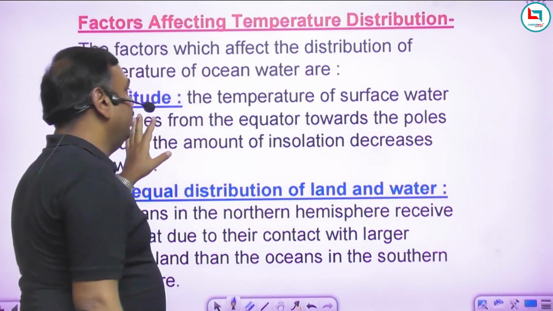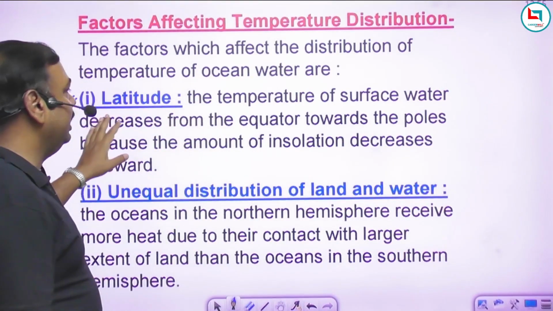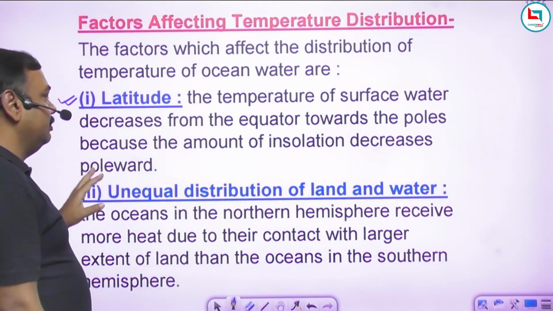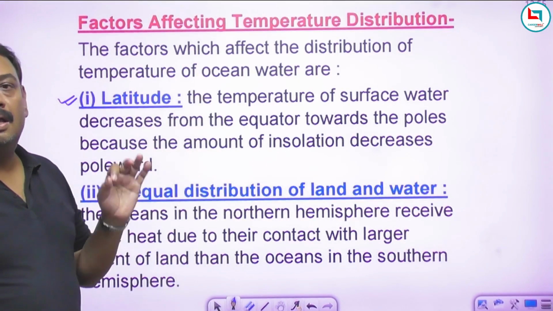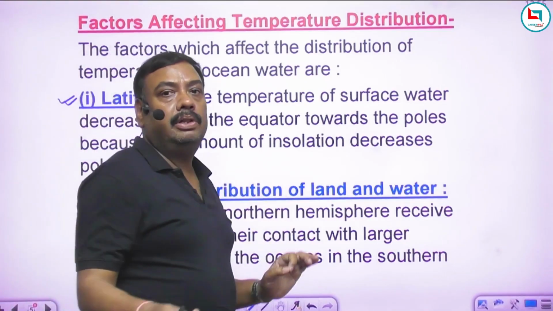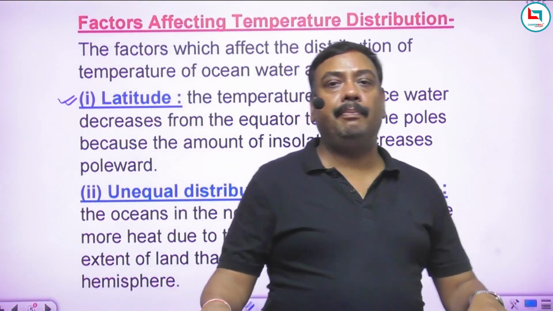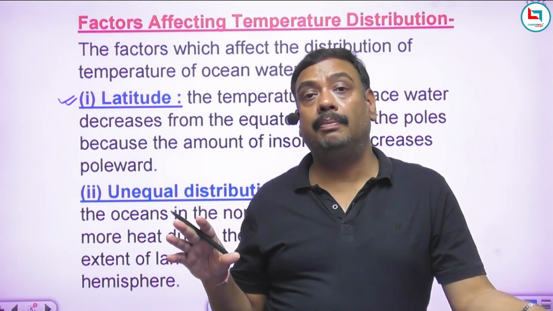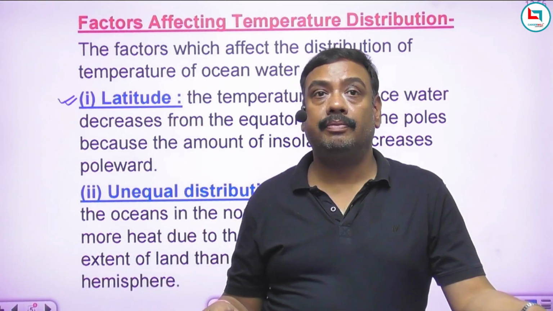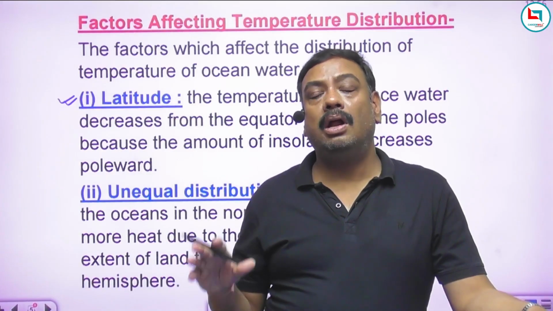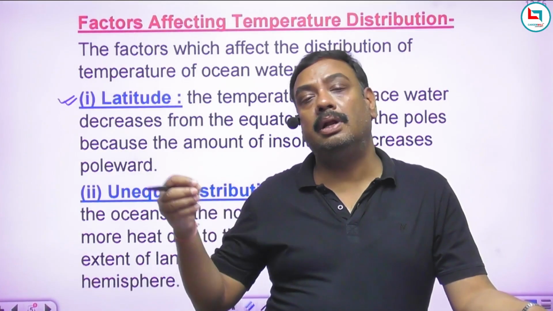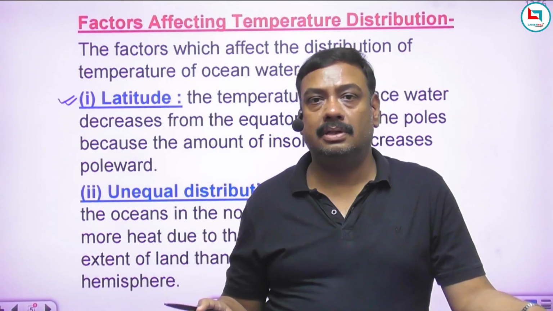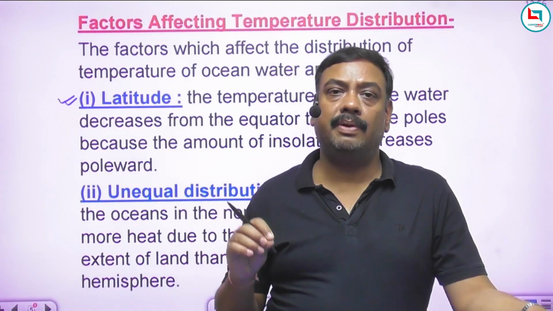So what is written here is that the temperature of the surface water decreases from the equator towards the poles because the amount of insolation decreases poleward. It is the major thing. And we all know that obviously the amount of radiation, or the insolation, the incoming solar radiation, decreases from the equator towards the poles. It decreases from the equator towards the poles.